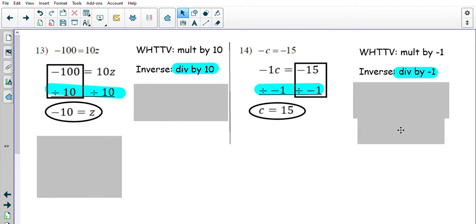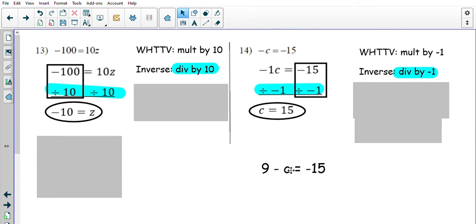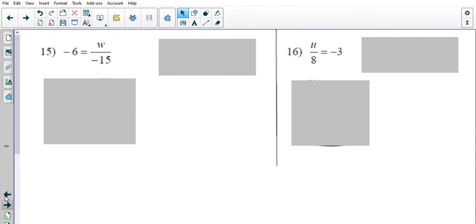Now, as advanced students, what you could use as a little bit of a shortcut is basically just drop off the negative on each side and you get c equals 15. The reason why we see something like this is because in one of our later lessons, we're going to see problems like 9 minus c equals negative 15. And you're not going to be able to just add 9 to both sides. You're actually going to subtract 9 and then divide by negative 1 to get your solutions. And we'll talk about this once we get to two-step equations. But I just want you to recognize that this is a negative 1c, so we divide both sides by negative 1.